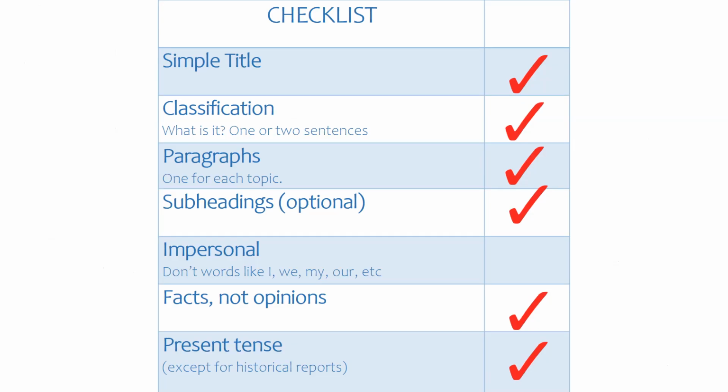Let's check if we achieved all our targets. We have a simple title. Our classification is good. We have a paragraph for each topic. We have a subheading on each of those paragraphs. We have written facts, not opinions, and it's all in the present tense. Let's just have a double check to make sure we kept it impersonal with our language.